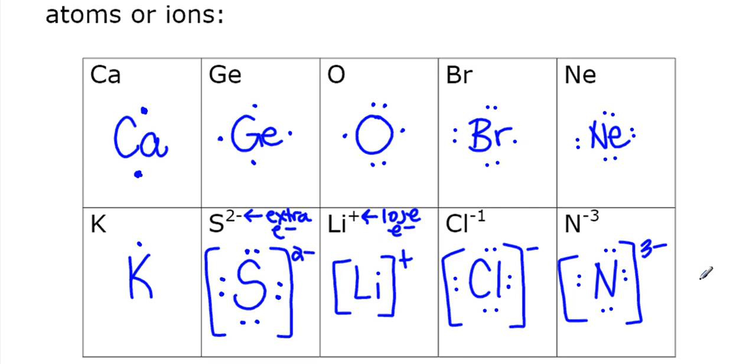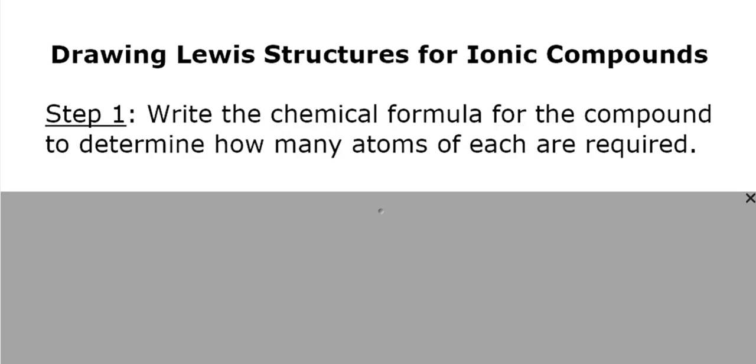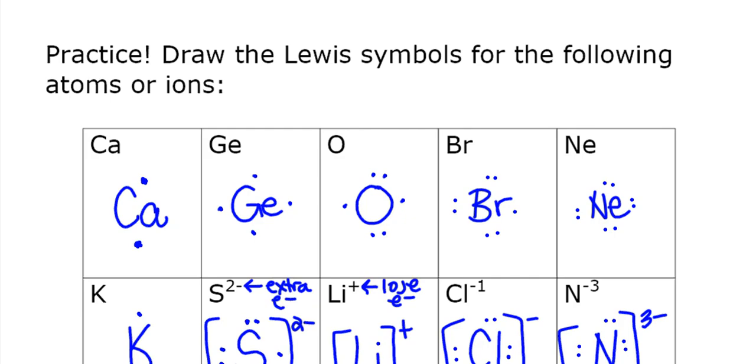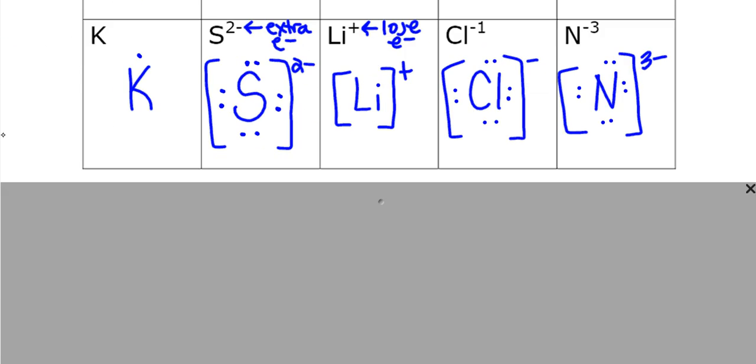Next, what we're going to do is talk about ionic compounds, some properties that they have, and then how we can use these dot diagrams to show bonding in ionic compounds. All right.